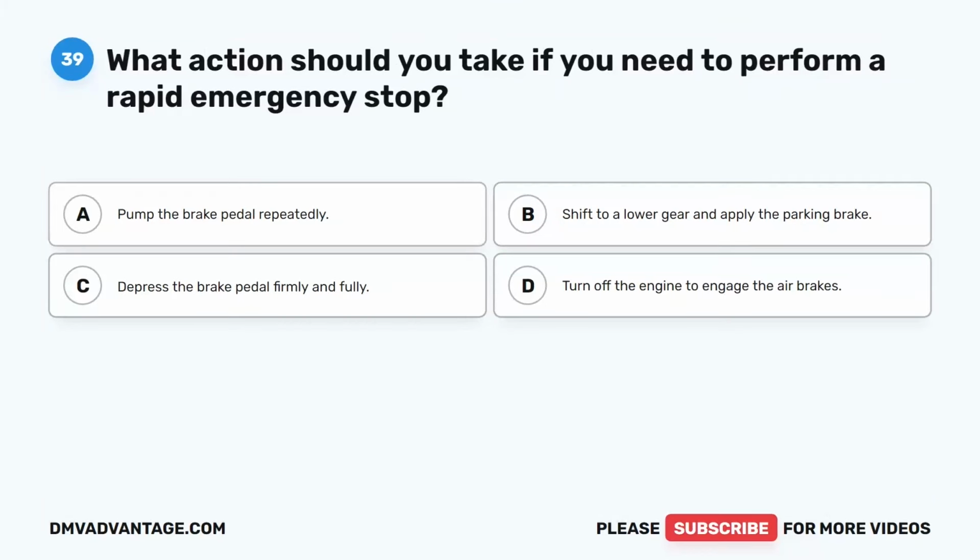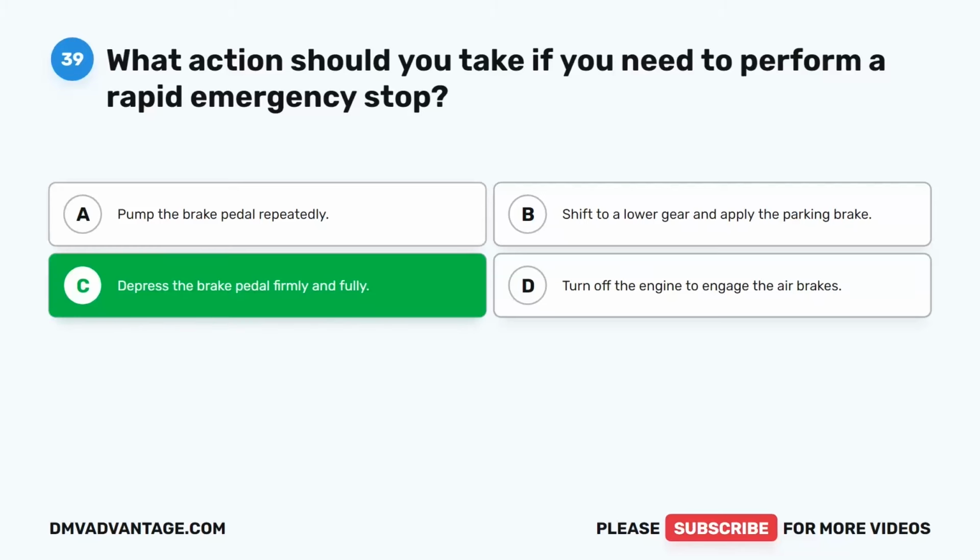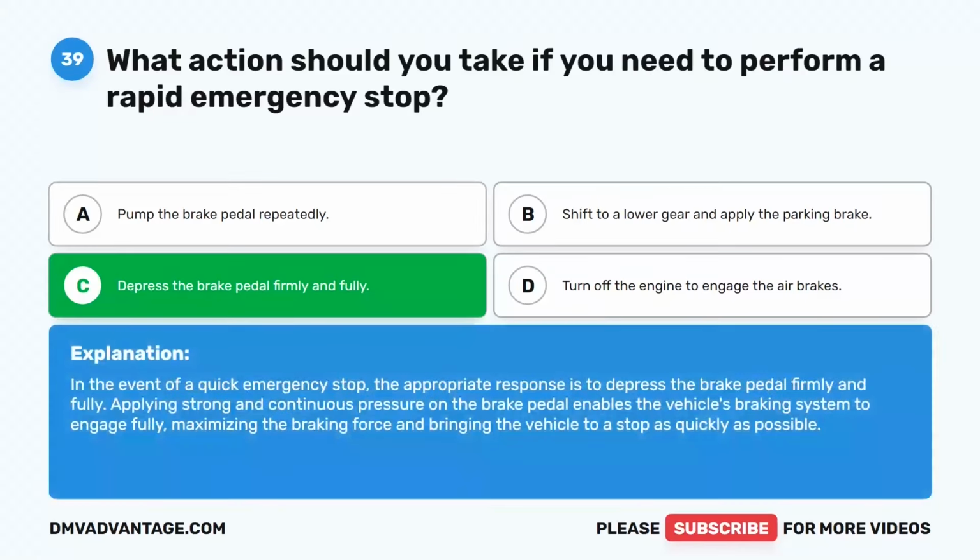Question 39. What action should you take if you need to perform a rapid emergency stop? A. Pump the brake pedal repeatedly. B. Shift to a lower gear and apply the parking brake. C. Depress the brake pedal firmly and fully. D. Turn off the engine to engage the air brakes. The correct answer is C. Depress the brake pedal firmly and fully.